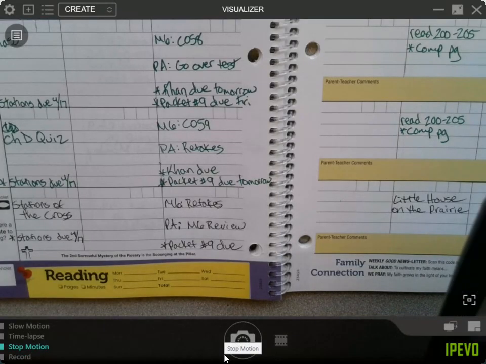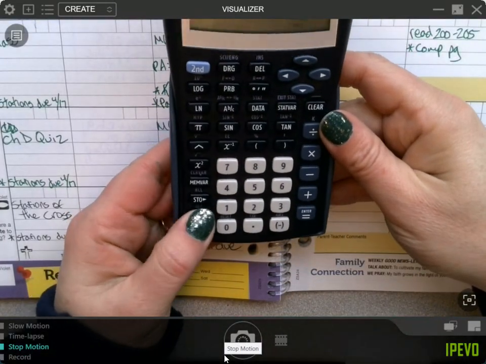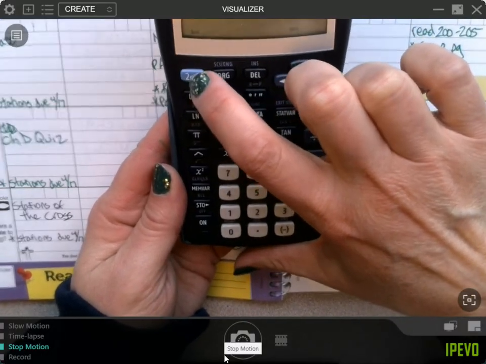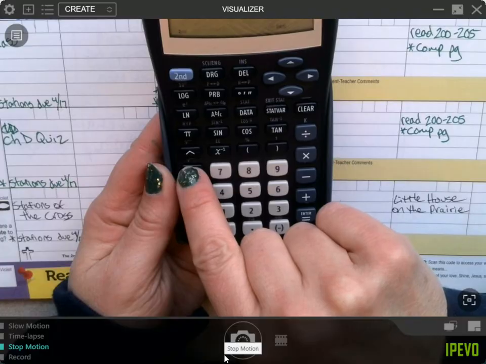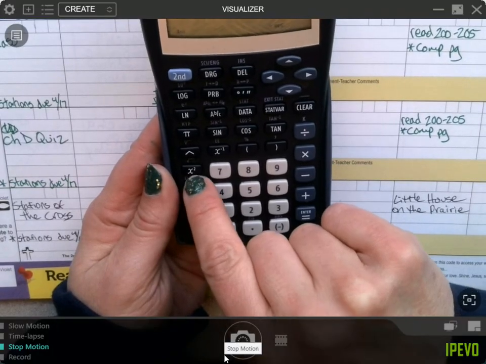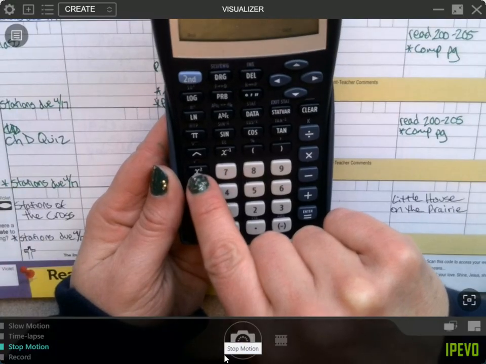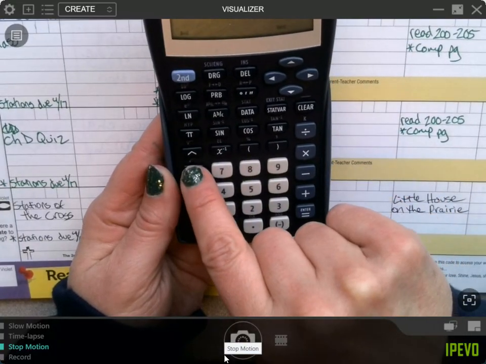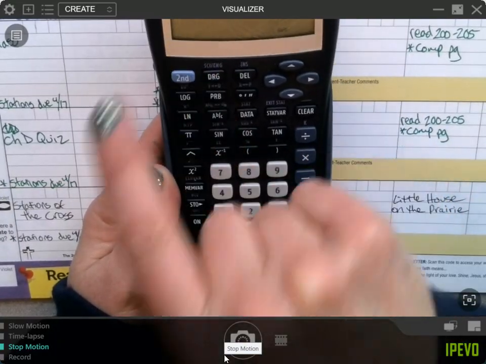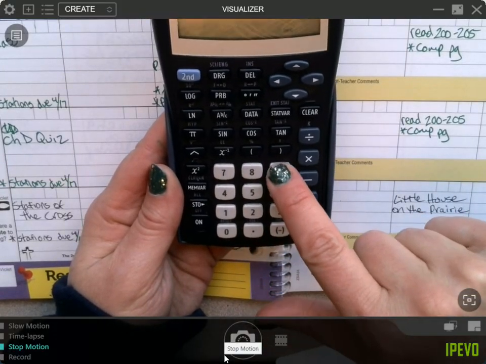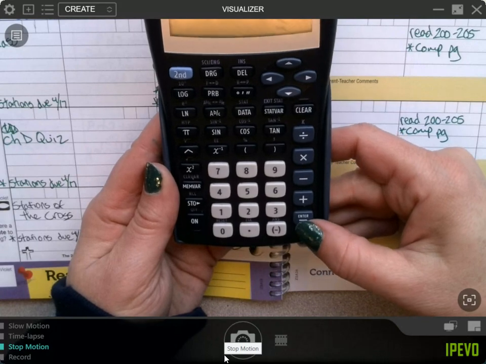To find the square root, remember we do the second button, then we find that square root that's on the calculator. It's underneath the x squared because they're opposites. So go to that x squared button, you do the second, then x squared, and you see our square root symbol. Then we put in our number that we want the square root of, 289.